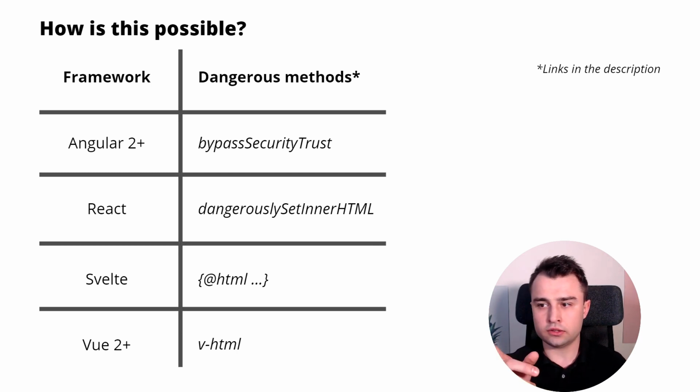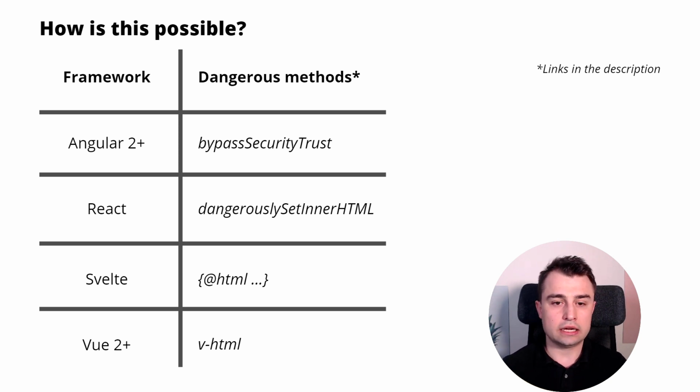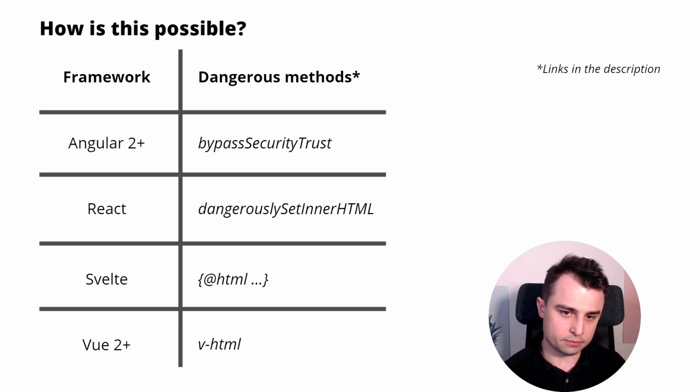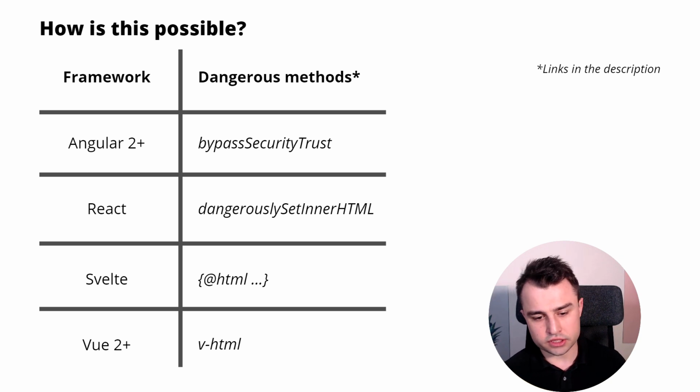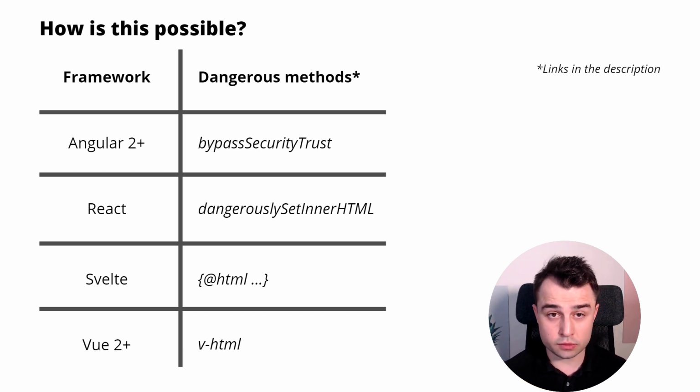Also, as I said, other frameworks like React, Svelte, or Vue allow you to turn off the default sanitization process for the content the user comes through. In Angular you call bypass security trust. In React you say dangerously set inner HTML to allow custom templates to be rendered. In Svelte you have special methods, as also in Vue. So if you want to read more about these methods, there are links in the description of this lesson.